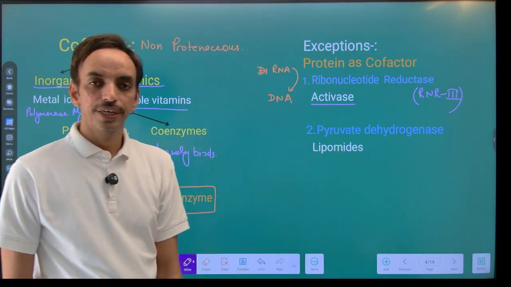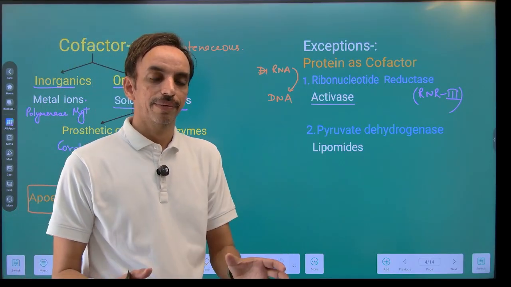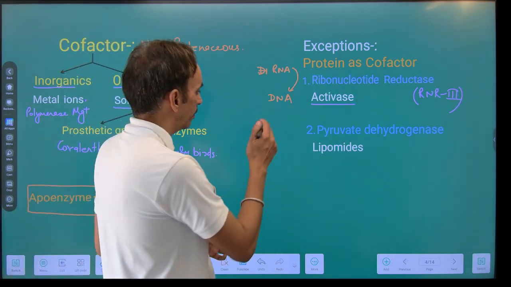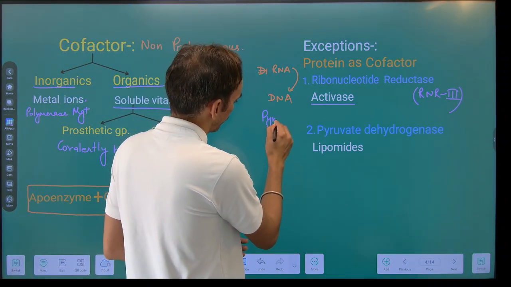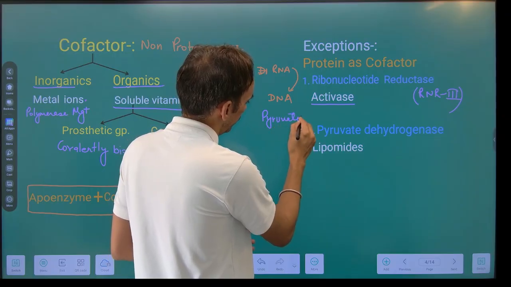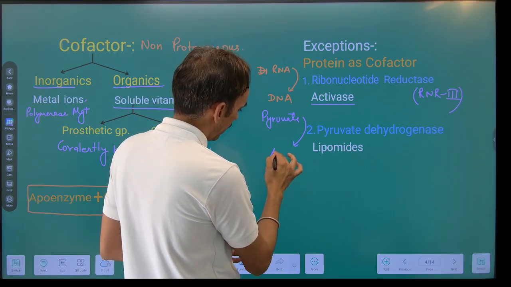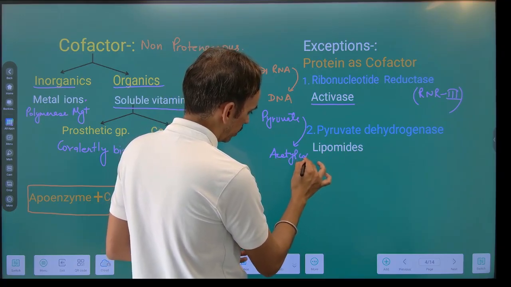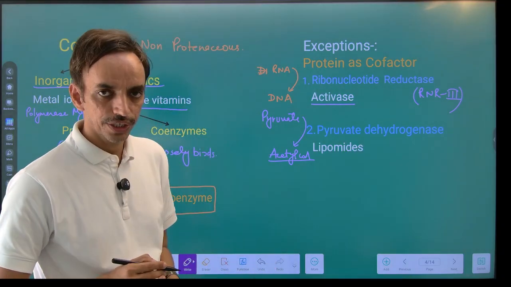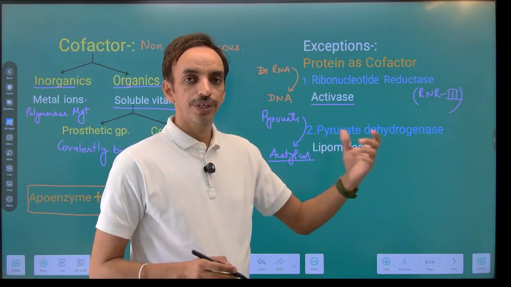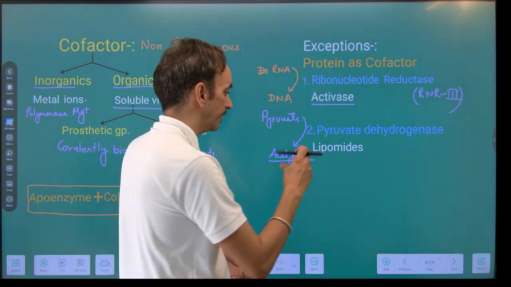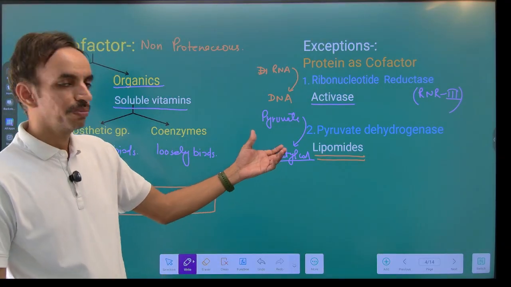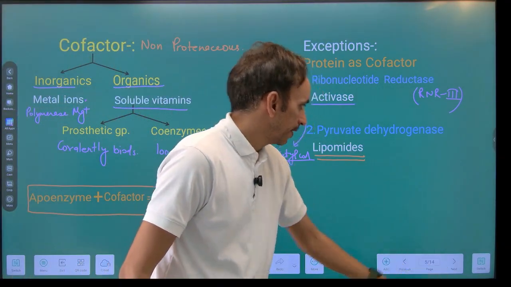Similarly, we have pyruvate dehydrogenase, an important enzyme of the linkage step, which links glycolysis to the Krebs cycle. It converts pyruvate, which is 3 carbon, into acetyl coenzyme A, which is 2 carbon. It carries out the decarboxylation reaction, and this pyruvate dehydrogenase requires 5 cofactors, out of which one is lipoamide, and this lipoamide is a protein. So some enzymes can use protein as a cofactor.